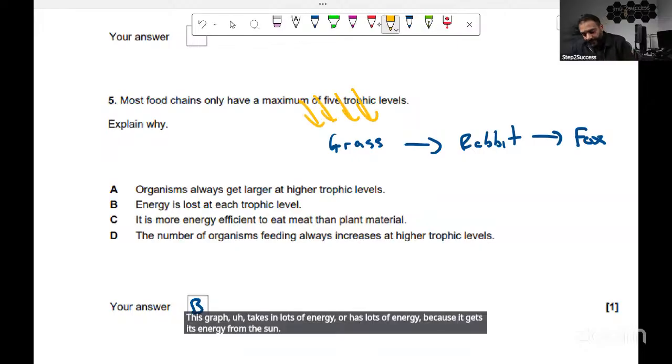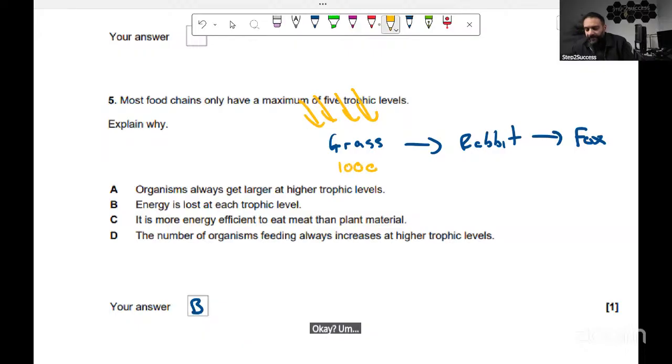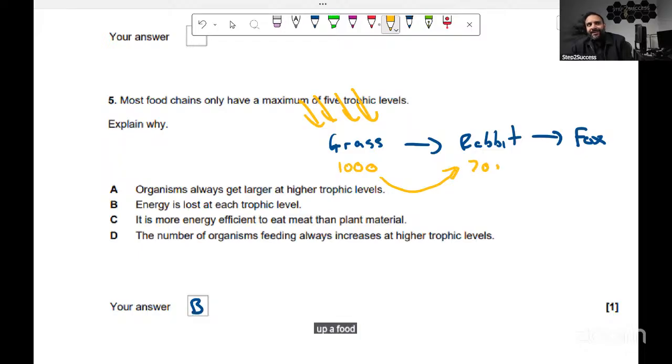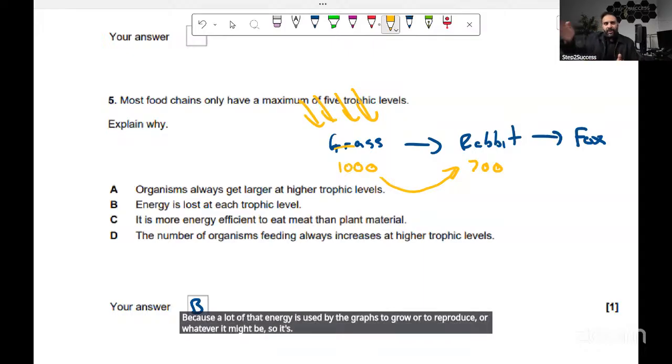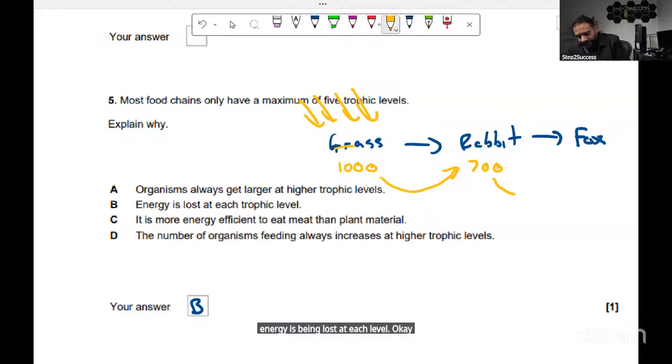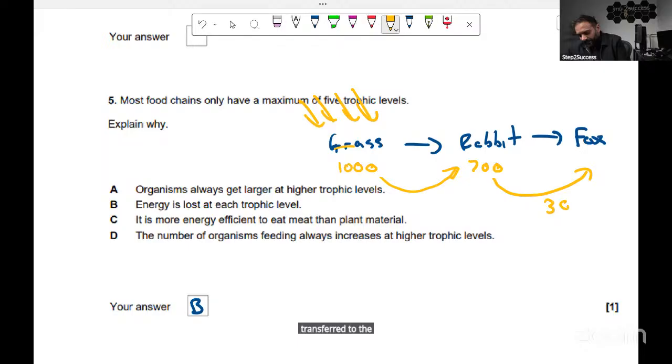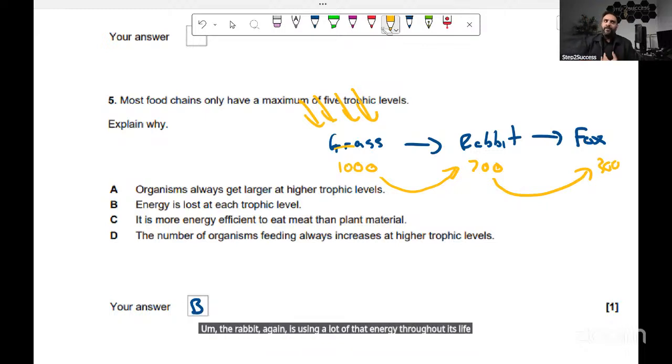Let's just use some numbers here. Let's say 1,000 joules of energy, just for the sake of it. Some rabbits eat the grass. But the amount of energy that's passed up a food chain is always decreasing, because a lot of that energy is used by the grass to grow or to reproduce or whatever it might be. So its energy is being lost at each level. Then when the fox eats the rabbit, again, not all 700 is being transferred to the fox. It might be like 300, because the rabbit again is using a lot of that energy throughout its life to grow, to move, and so on.